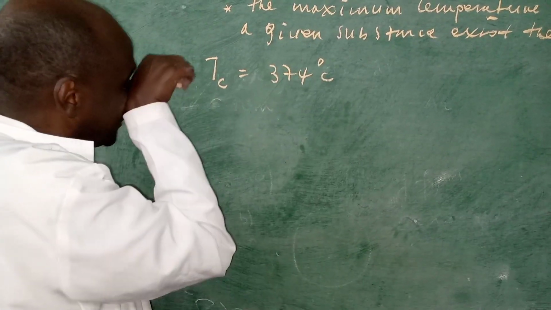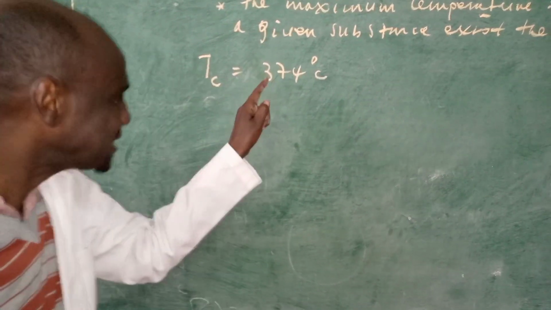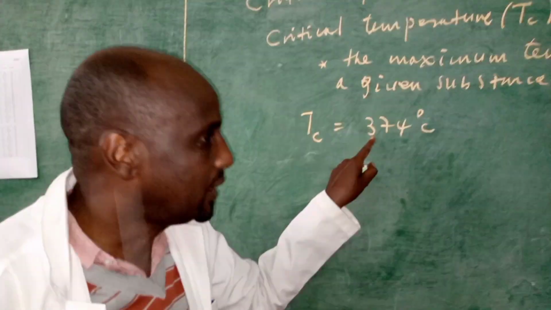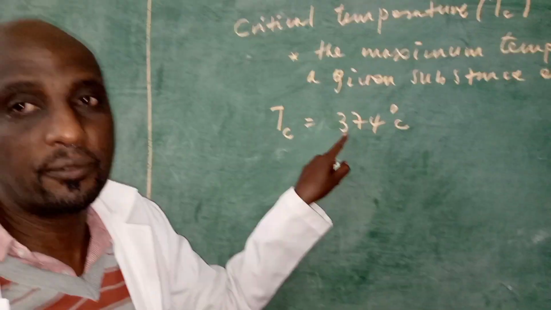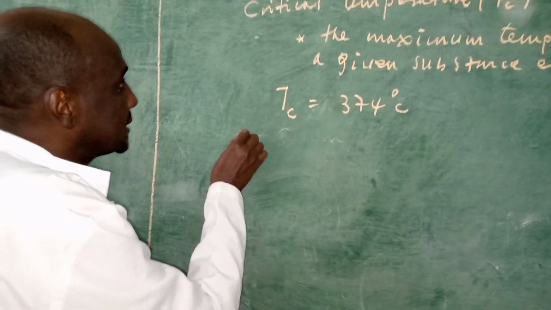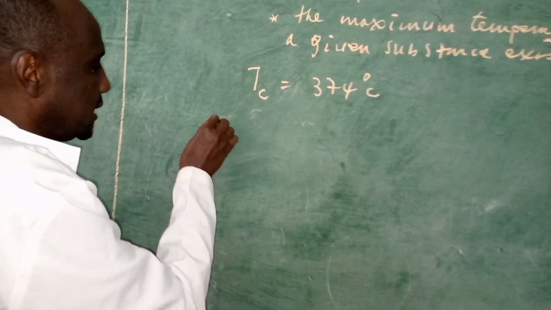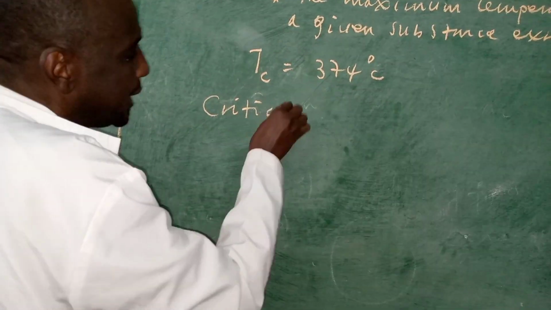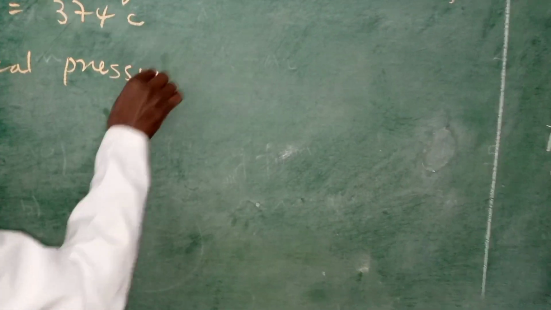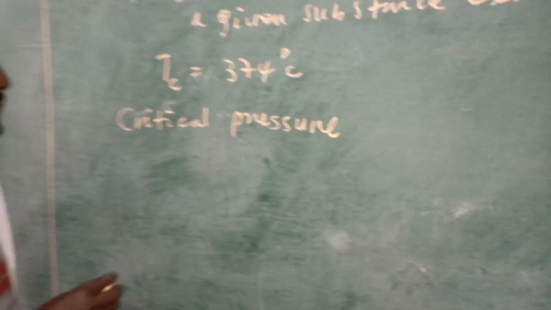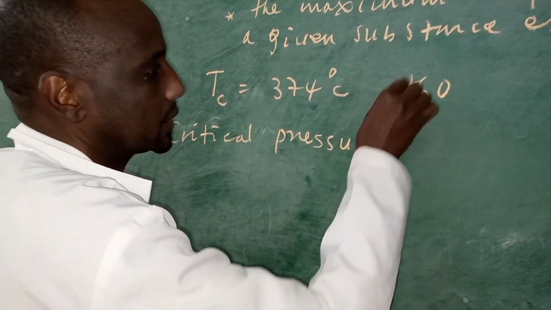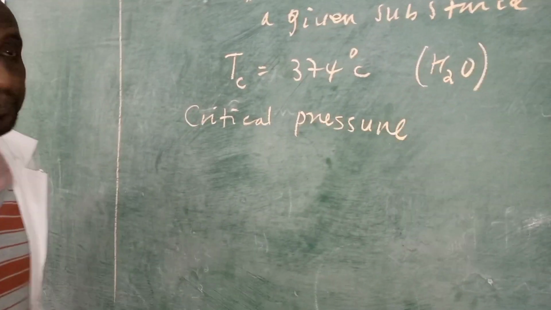And the critical pressure we have also. This is the maximum temperature for water to exist in the form of liquid. Beyond this temperature, we never get water in the form of liquid. Here we have another important point. The point is critical pressure. This is for water, just for water, the critical point for water.